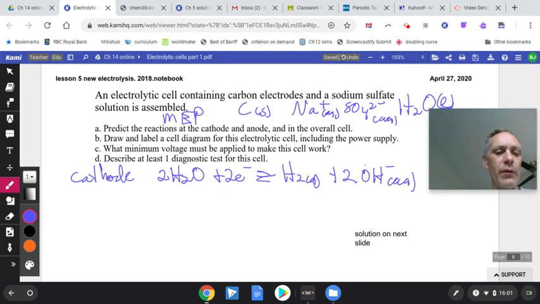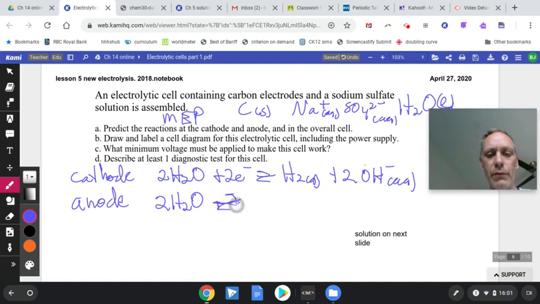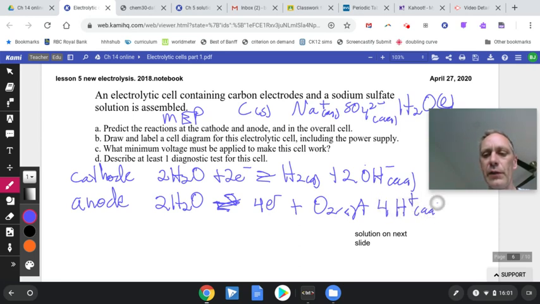Okay, there's our cathode. Anode is also water, and the anode is 2 waters. Lose 4 electrons and O2 gas and 4H plus. Interesting. Okay.